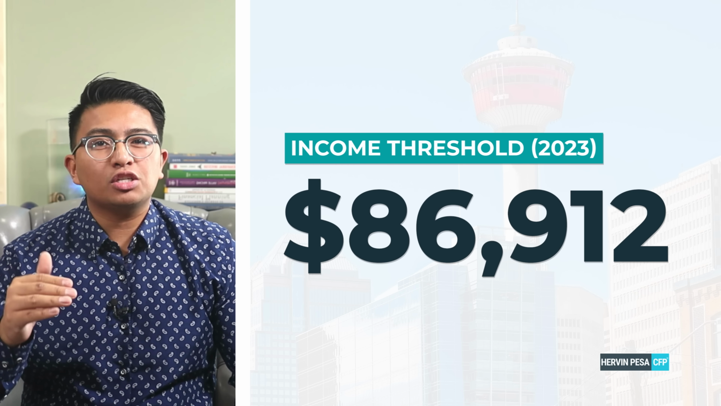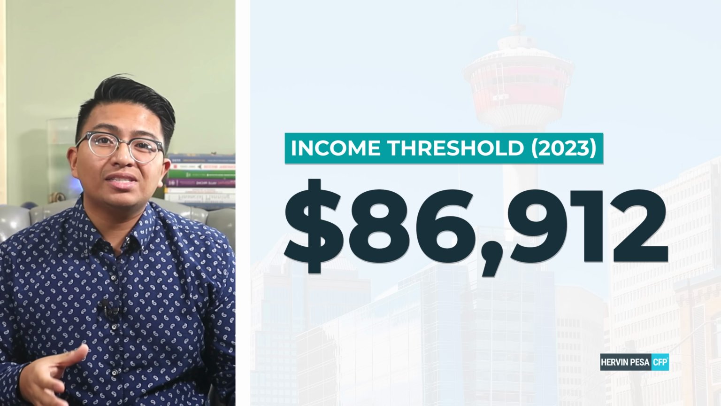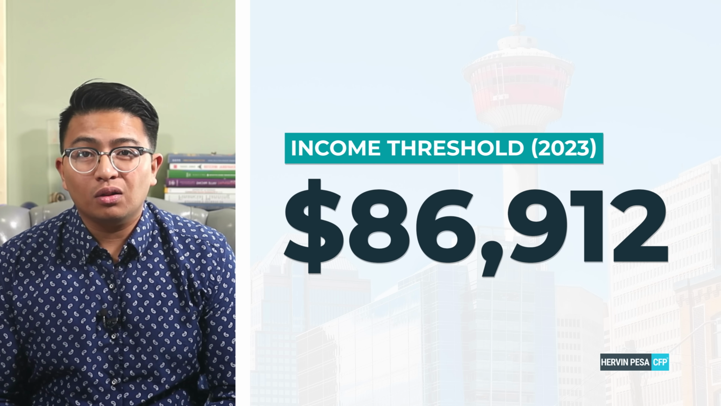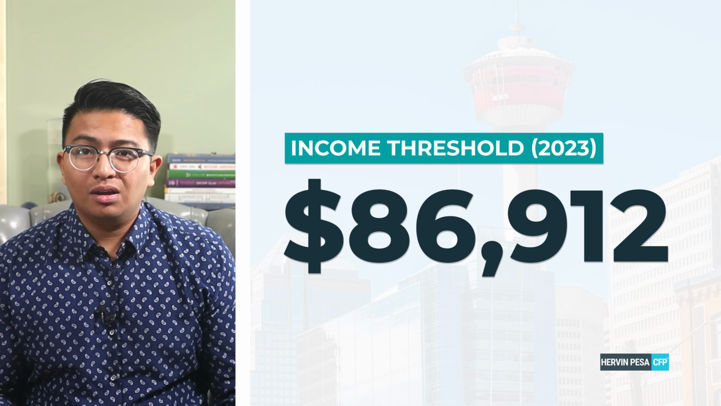That's simply not true. Based on the 2020 census, the average income for individuals 65 and older was $43,200, while the median income was even lower at $32,200 for that year. The current threshold, so the income limit you need to reach before you even worry about clawback, is $86,912 for 2023. That's really double the average income for most retirees. In fact, studies have shown that less than 5% of Canadians really have to worry about the OAS clawback.